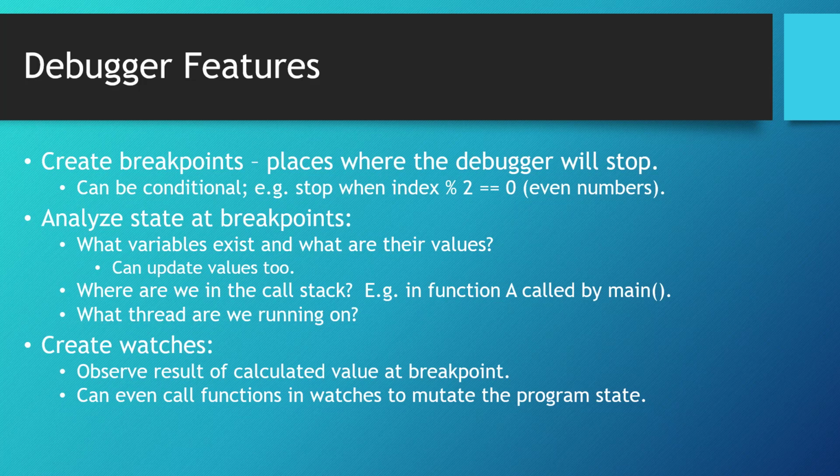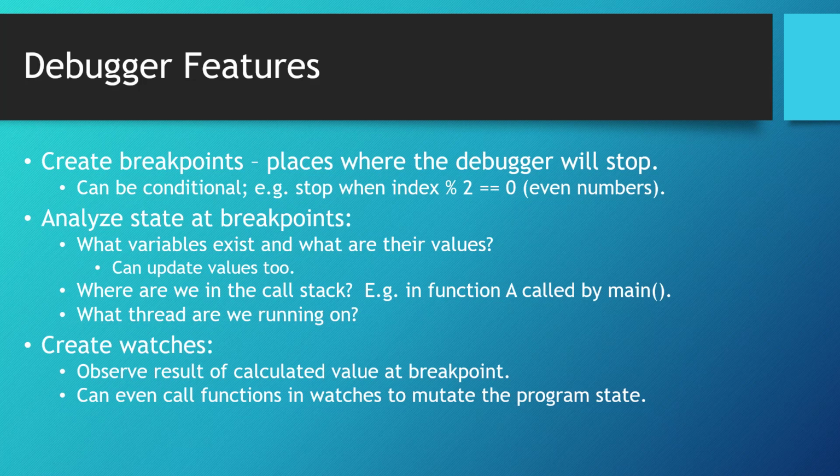At a breakpoint, you can analyze the state of pretty much everything, so you can see what variables exist and what their values are. You can even update the values if you want to. We can see where we are in the call stack. So for example, if function A was called by main, you'd see a main and an A, so you know you're in a nested call. And we could also see what threads are currently running and what thread we're running on, if that's important to you.